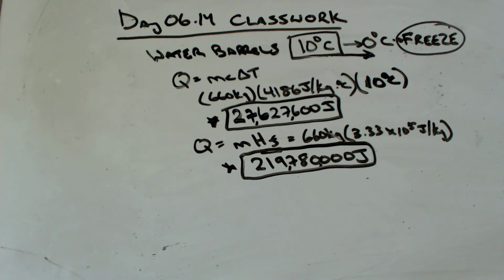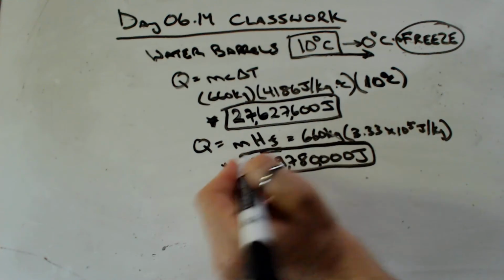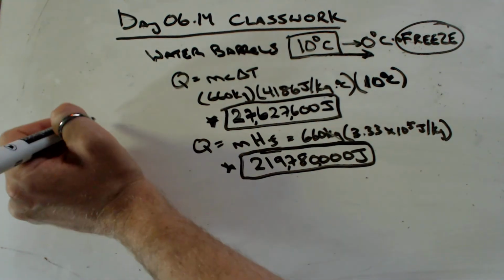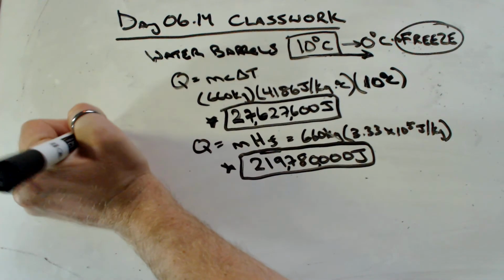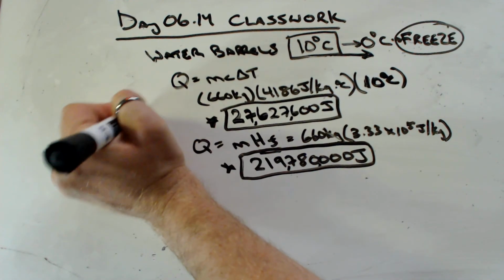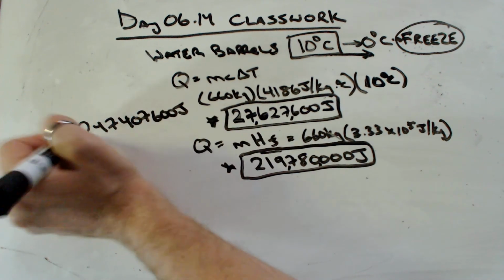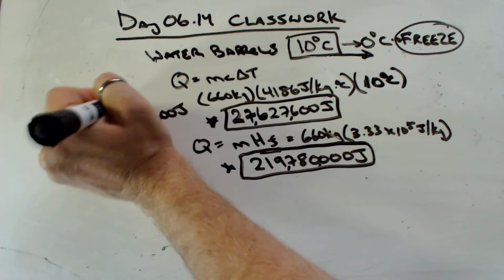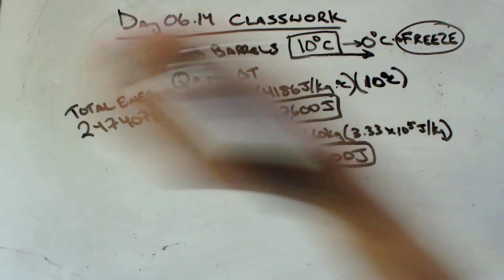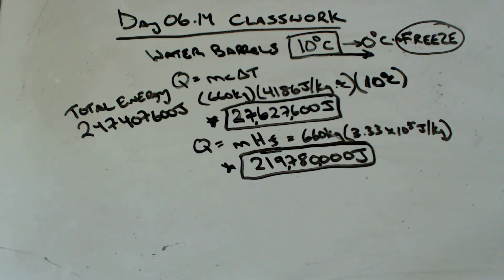So the total energy right here, I'm just going to add the two numbers together, and you get 247,407,600 joules. That's the total energy. Now, why does that matter? Well, that matters because that energy is going to be replaced with an electrical heating system. So this is how much energy it would use to do the same thing electrically instead of using the power of the sun.